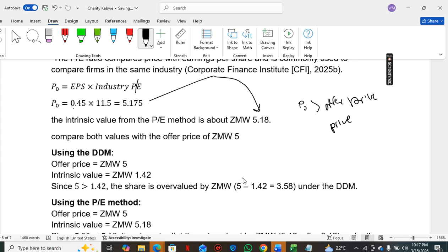Colleagues, so if you're Pangea Securities, what would you tell ZEC? Or which price would you tell them to offer?